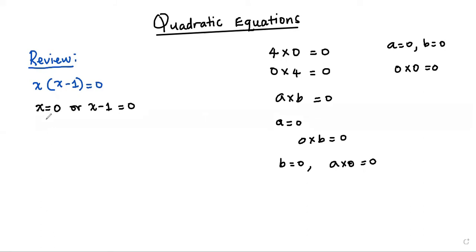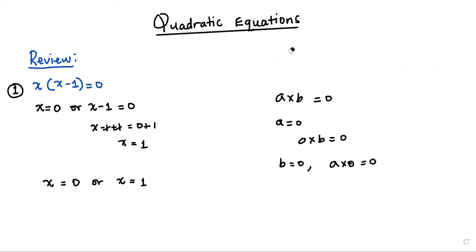So okay, x is 0. But then if x minus 1 equals 0, it means that x minus 1 plus 1 equals 0 plus 1. And x minus 1 plus 1, that is x. So x equals 1. So it means that the solution to this equation is that x equals 0 or x equals 1. These are the solutions to this quadratic equation.